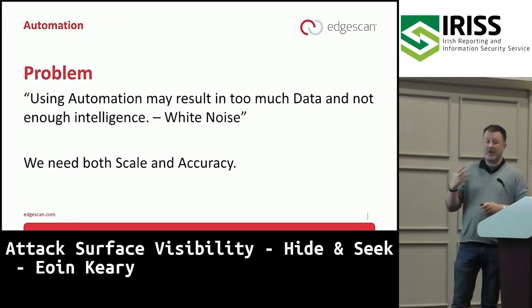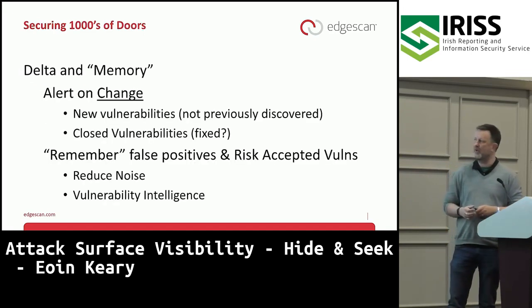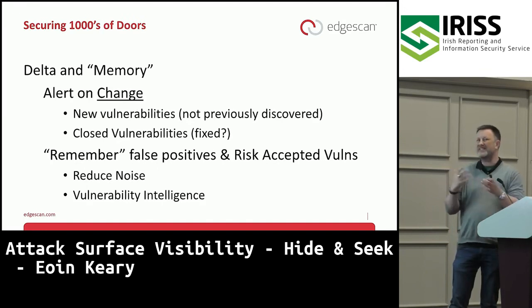So using automation alone, I'd say, is white noise generation. It doesn't give you value. It produces data and not information. So the idea is that scale and accuracy are the challenges that we have. All right, so what I'm talking about there is some ideas around that.